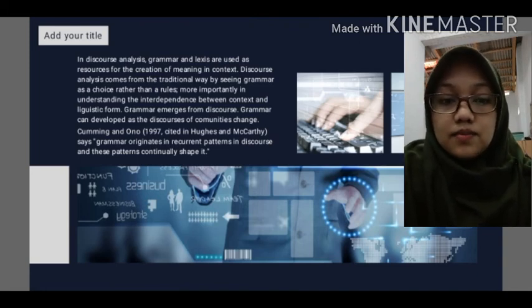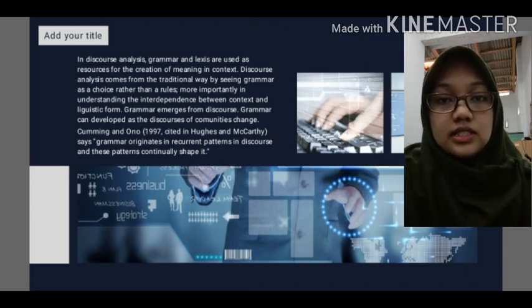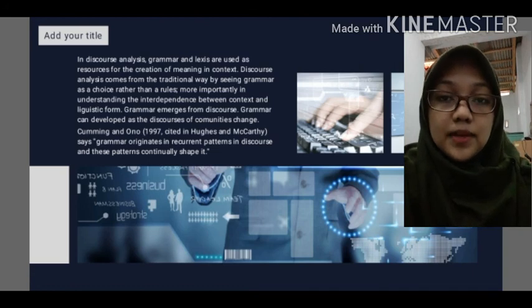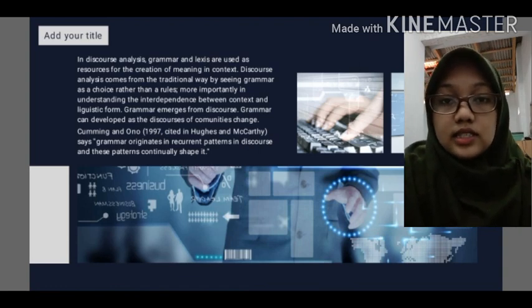Grammar emerges from discourse. Grammar can develop as the discourses of communities change. Cumming and Ono in 1997, cited in Hughes and McCarthy, say that grammar originates in recurrent patterns in discourse and these patterns continually shape it. Thank you.